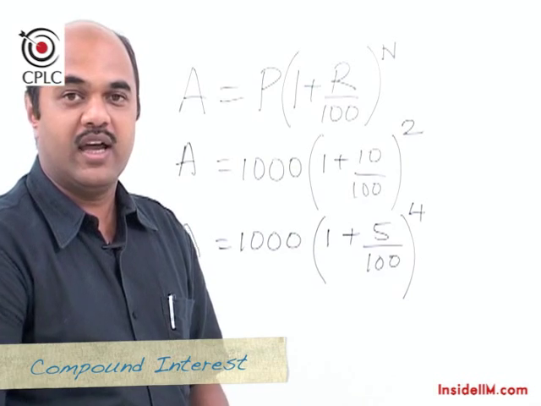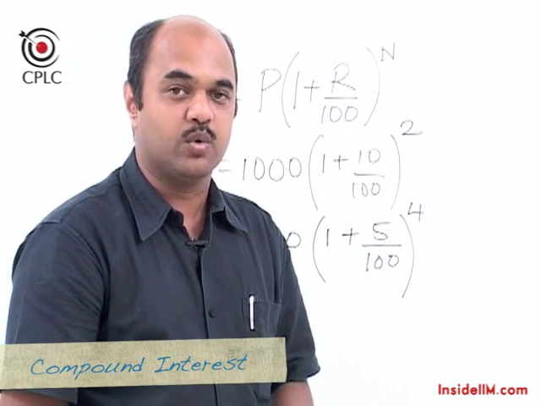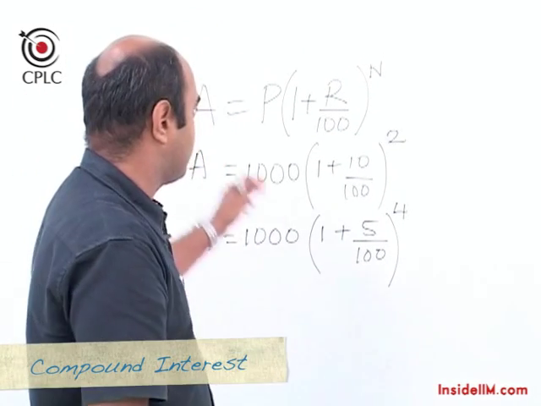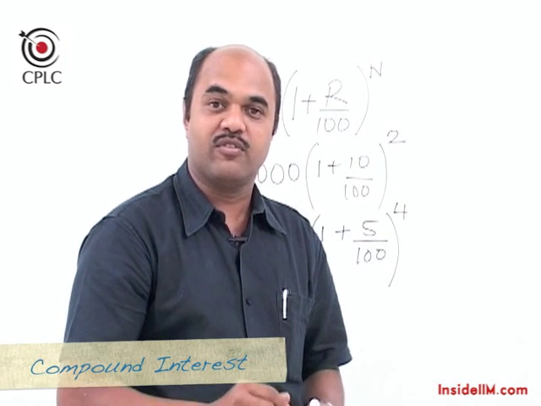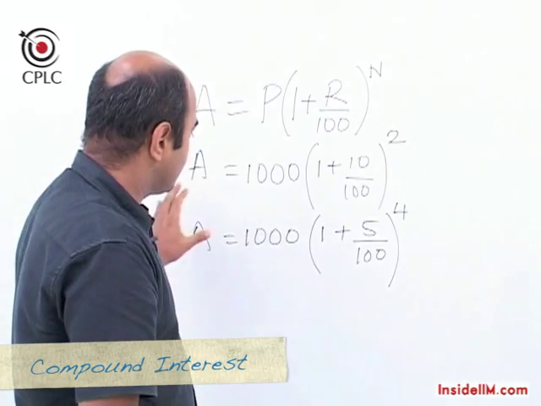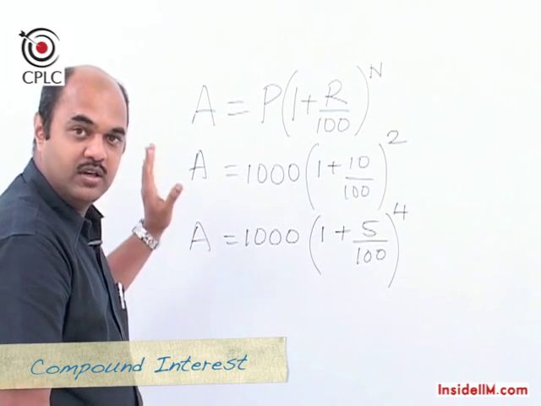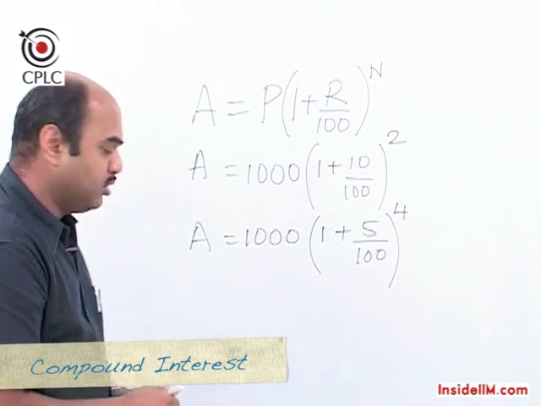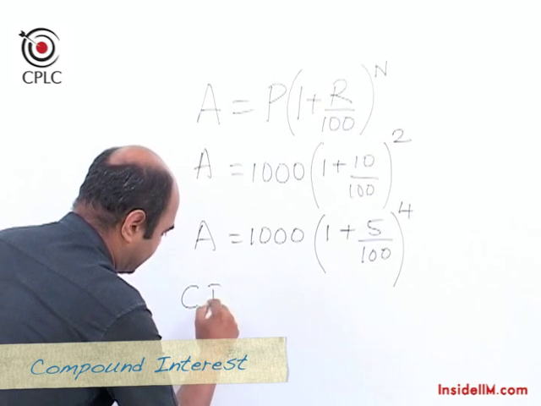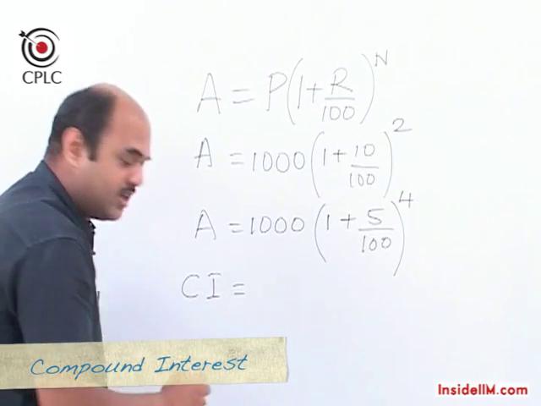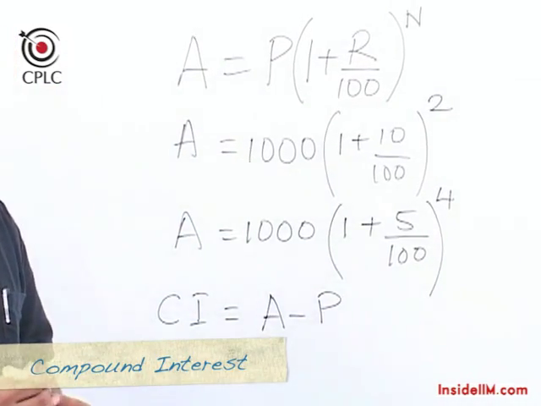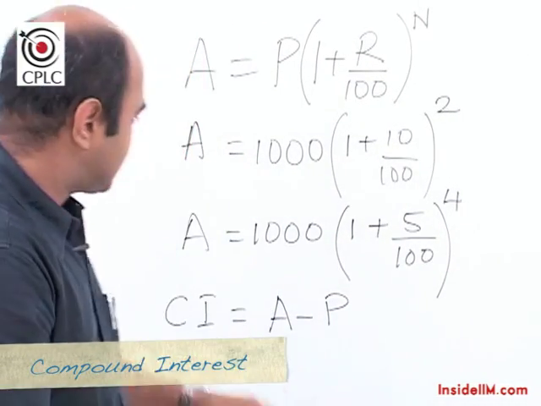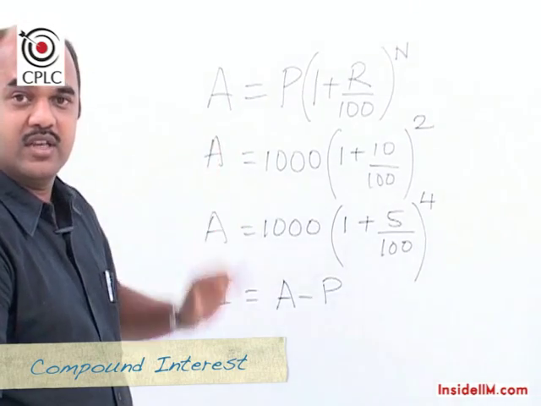This is the reason why n should never be referred to as the number of years in a compounding situation. We should always refer to n as the number of time periods. So this is the formula for amount in a compounding scenario, and if we want to calculate the value of compound interest, then we will need to do that as amount minus the principal. Now this is the formula to calculate the amount.